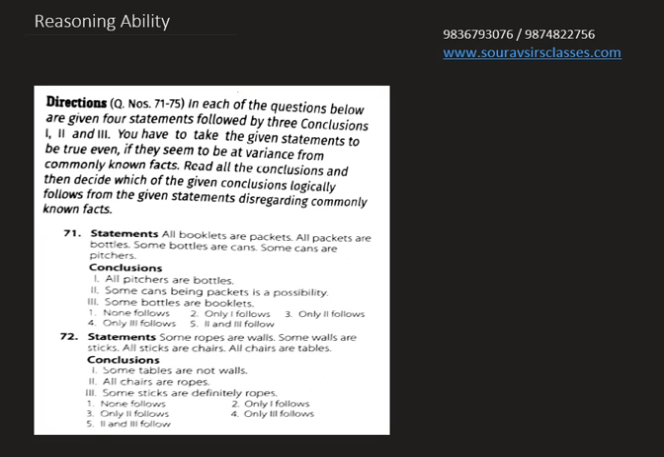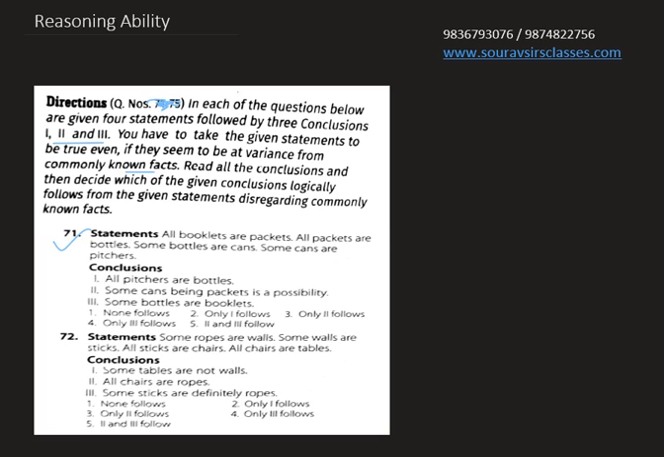So let's check what is in this question. In each of the questions below are given 4 statements followed by 3 conclusions 1, 2 and 3. You have to take the given statements to be true even if they seem to be at variance from commonly known facts. Read all the conclusions and then decide which of the given conclusions logically follow from the given statements, disregarding commonly known facts. So let's see the first statement.